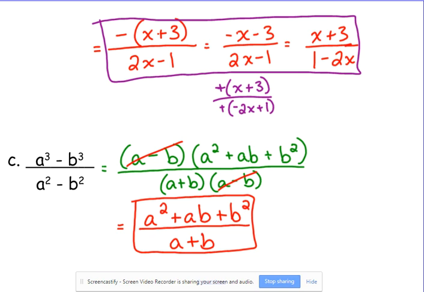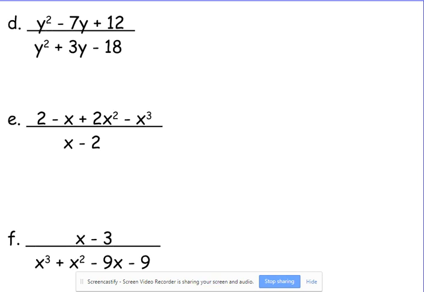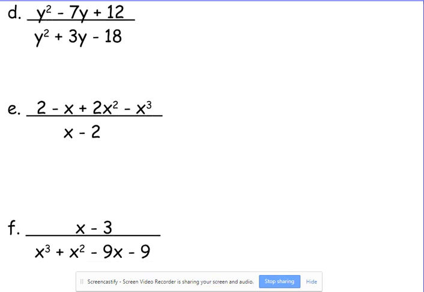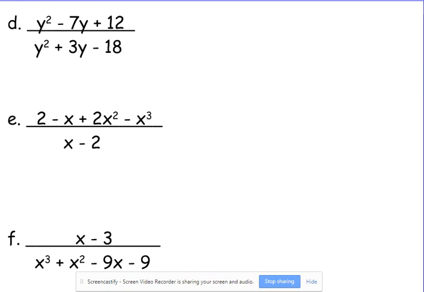All right, questions so far? All right, a few more just to make sure we're all on the same page with factoring. Let's look at y squared minus 7y plus 12 over y squared plus 3y minus 18. I want y'all to do that on your paper. I'll be doing it up on the board, but I want you to try and do it yourself because this one's pretty simple.